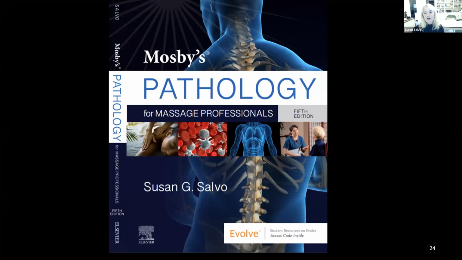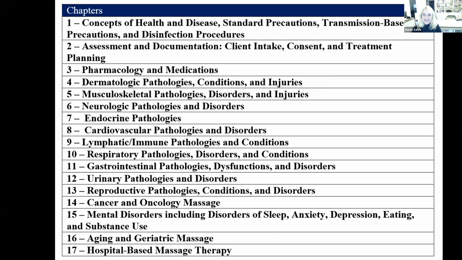A little bit about the patho book. I'm going to transition now from Principles of Practice to a pathology book. Elsevier also asked me to write a pathology book about 15 years ago. It's now in its 5th edition, which came out about 2 years ago. This is the table of contents, the TOC.